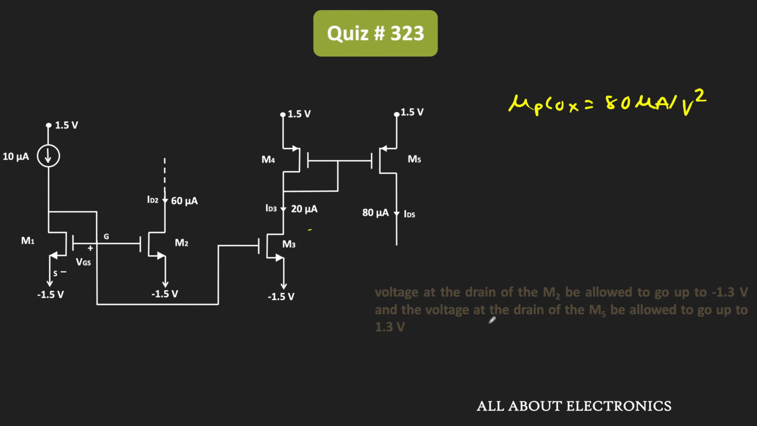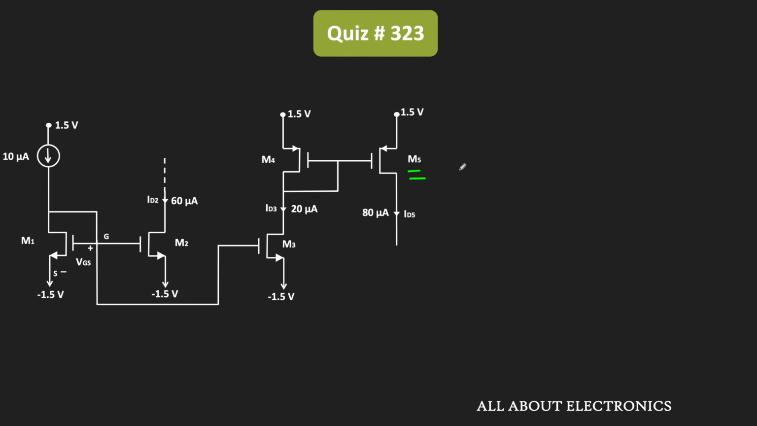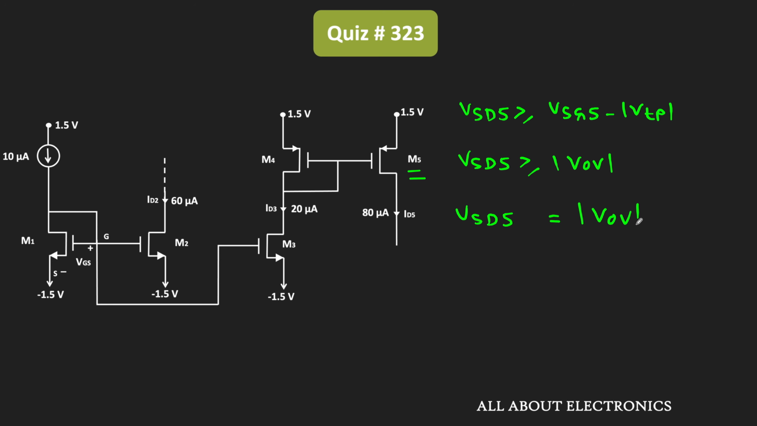So here we have been given that the drain of this fifth MOSFET is allowed to go up to 1.3 volt. So for this MOSFET M5 to operate in the saturation region, this VSD5 should be greater than or equal to this VSG5 minus VTP. Or in other words, this VSD5 should be greater than or equal to V overdrive. And this MOSFET M5 will be at the edge of the saturation when this VSD5 is equal to V overdrive. Let's call it as VSD5 minimum.